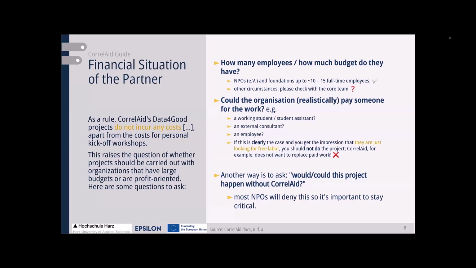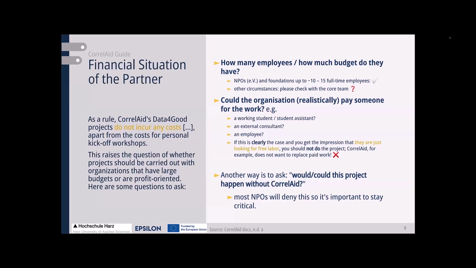And the next question, in order to characterize the partner, is: could this project happen without the help of the volunteer work? Because most nonprofit organizations would deny this question, it's important to stay critical. If you ask an organization this question, of course they will deny it. However, you, in your internal circle of the organization who provides the voluntary work, should be critical with the categorization of the organization.